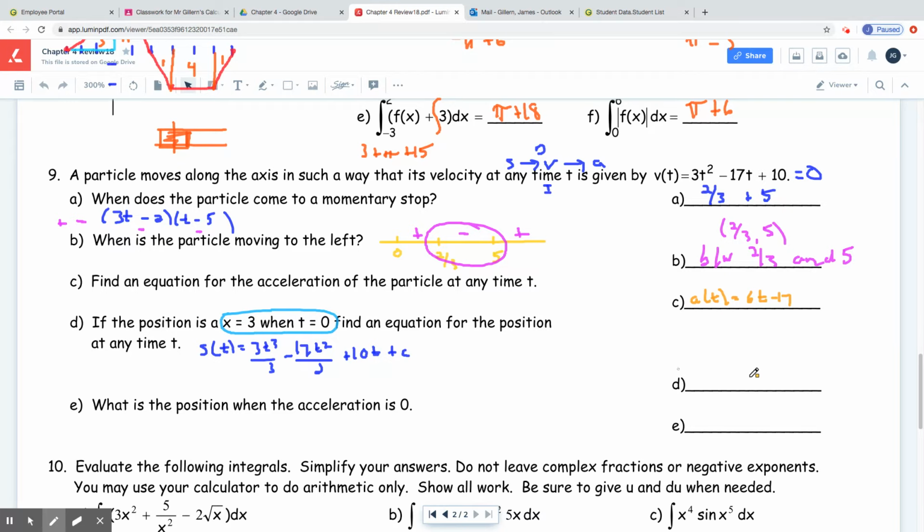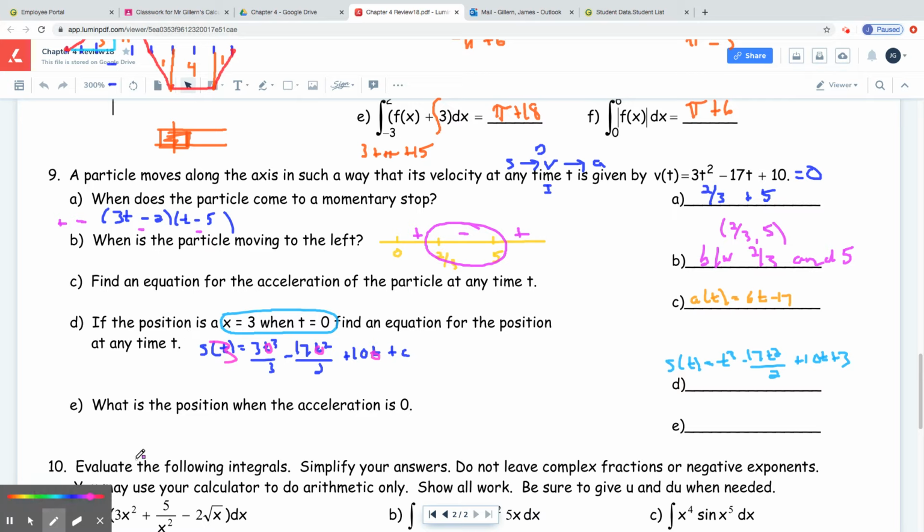So my final answer is 3 over 3, that cancels, so it's just t cubed minus 17t squared over 2 plus 10t plus 3. Once again, this 3 comes from plugging 0 in there and there, and this is set equal to 3. So 0, 0, 0, c equals 3. That's where that comes from.